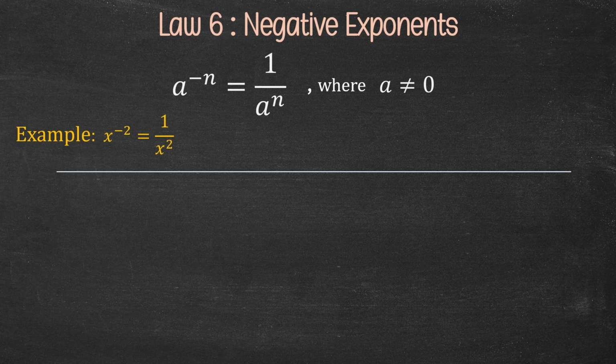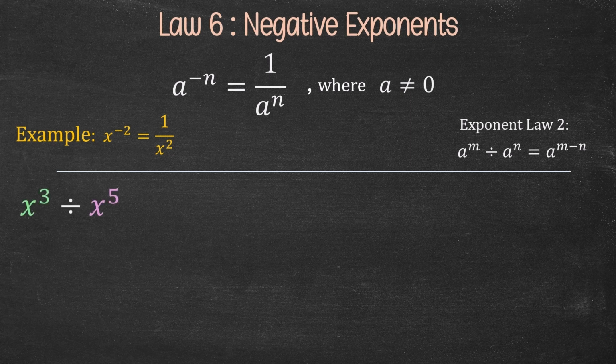We already know the division law. When the bases are the same and I'm dividing, then I can subtract my exponents. So let's look at this example, x cubed divided by x to the power of 5. Here my bases are the same, so I can subtract my exponents. And x to the power of 3 minus 5 gives me x to the power of negative 2.